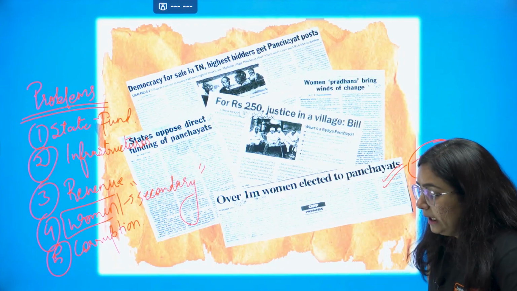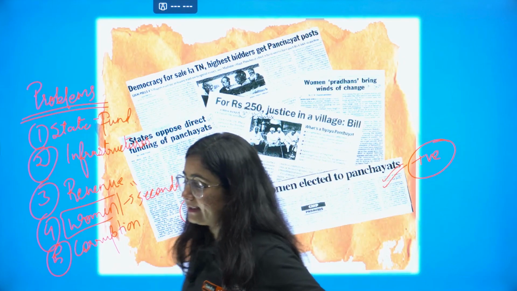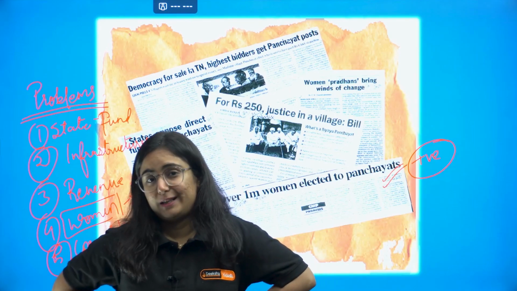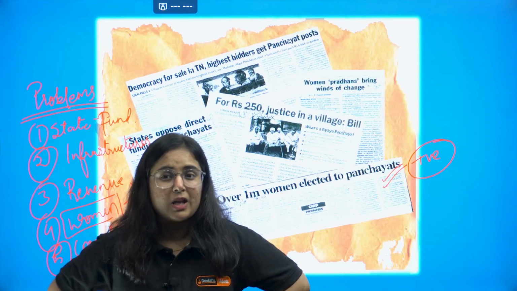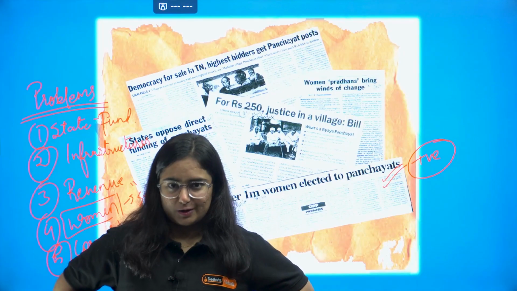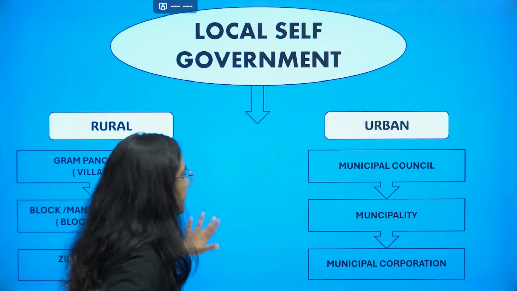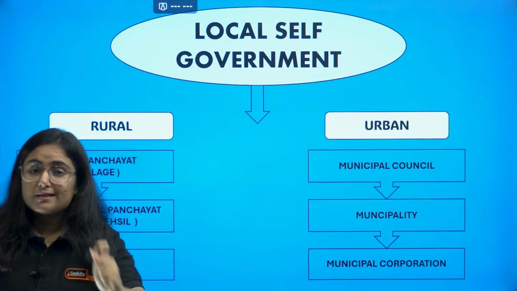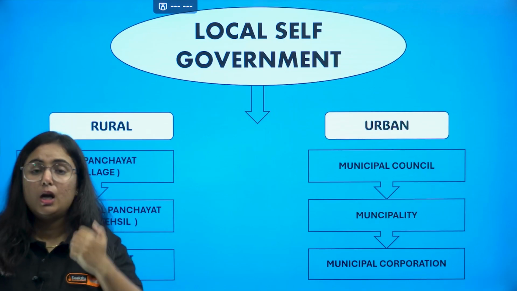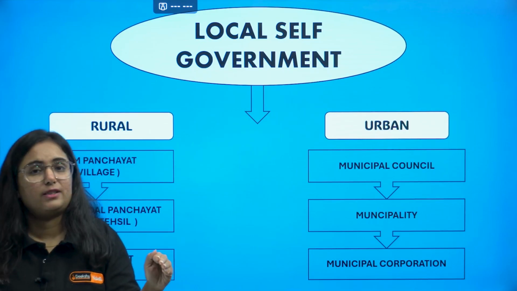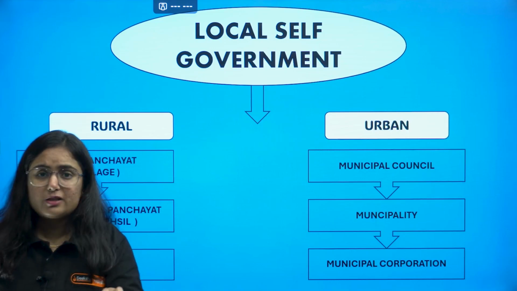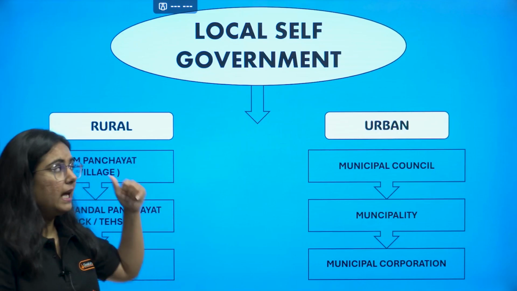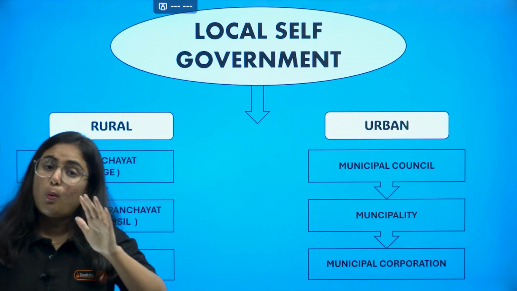So these were the problems associated with what? Local panchayats. Now I know that there are many students in my class right now who are not aware of the structure of local self-government. We learned this in class 6 already, but we will also revise it, because if we are writing about decentralization and the needs of decentralization, we should know what decentralization actually is. So you understood that decentralization is when powers are taken from the central and state government and given to local government.